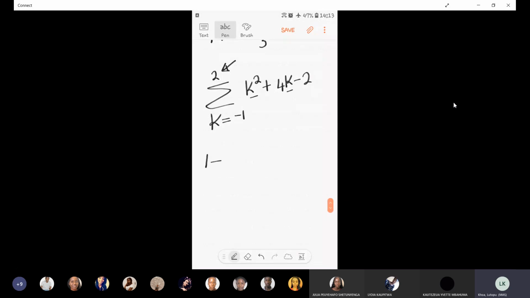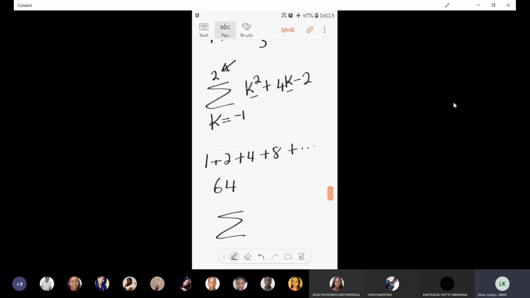Let's say, for example, I have 1 plus 2 plus 4 plus 8 plus, so this continues until I get to 64. Now what we want to do is rewrite this in sigma notation. So I want to rewrite it using this.